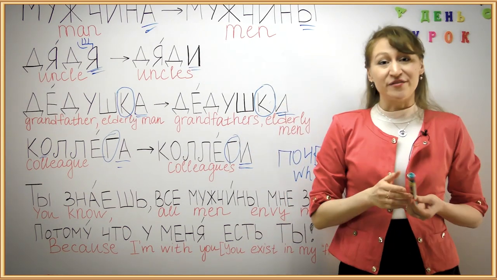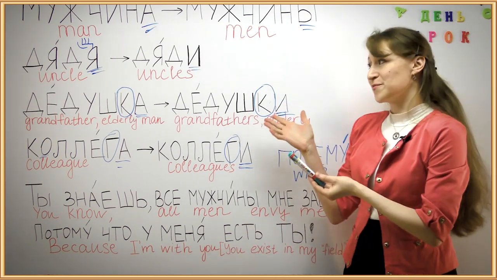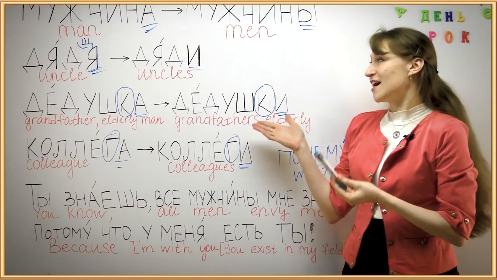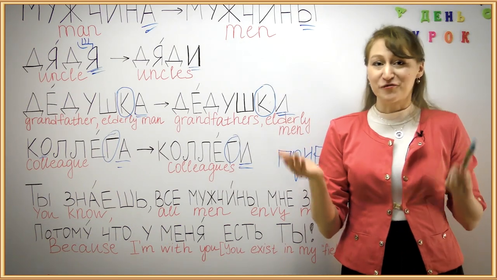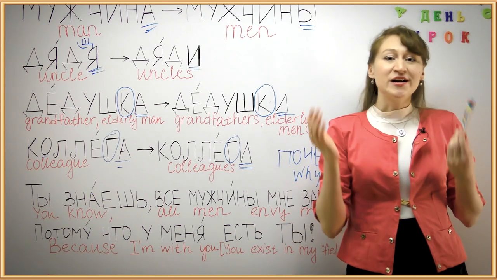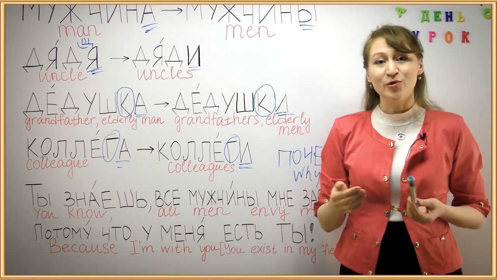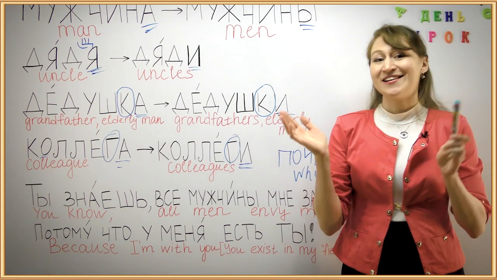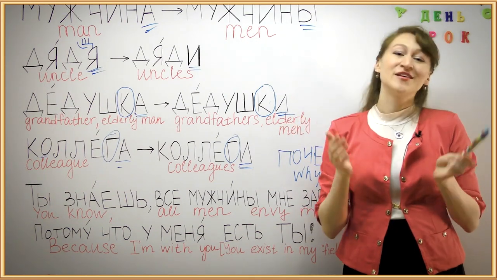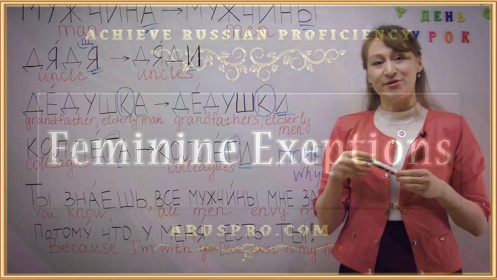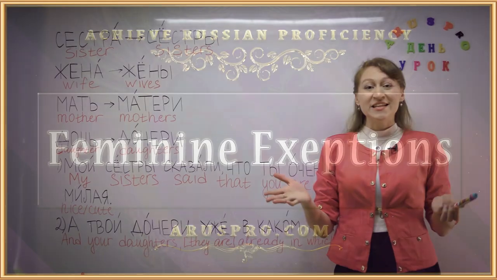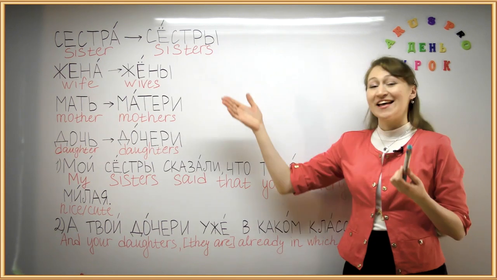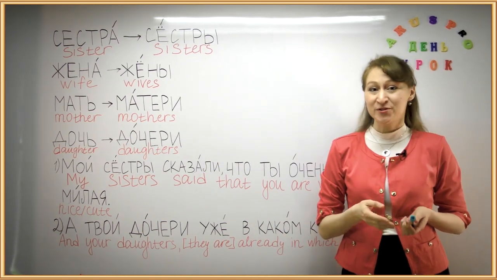We are finished with masculine nouns, exceptions. Masculine nouns that are exceptions from the rule. And we are moving to the next group of true exceptions that do not obey the regular rule. We are moving to feminine exceptions. Feminine nouns don't lag behind. They have their own group of exceptions.